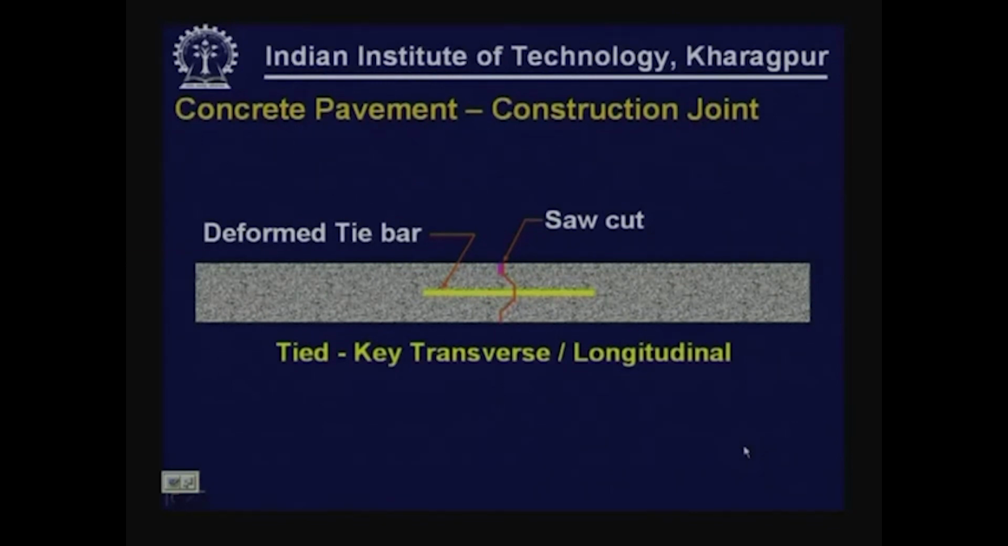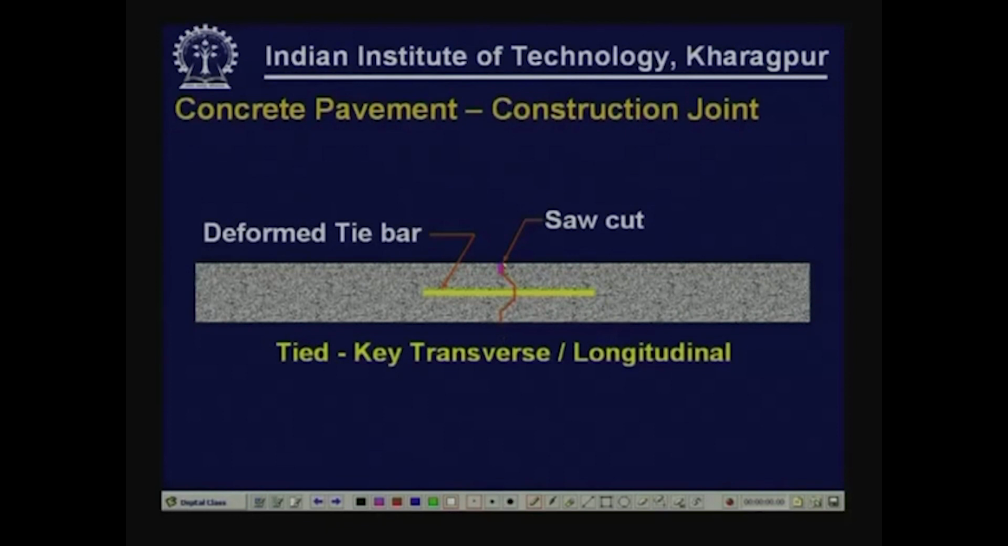We can have another type of construction joint. Instead of making a butt joint, we can make a key joint. As you can see here, there is a key arrangement, and this will also be complemented by insertion of deformed tie bars if it is a longitudinal joint. You can also have it for a transverse joint, then you can have dowel bars placed across these two slabs, but since we are providing a key, normally you may not require dowel bars there, because through this key load transfer can be ensured.